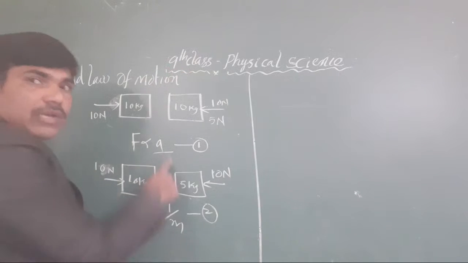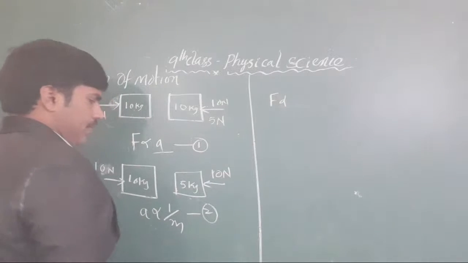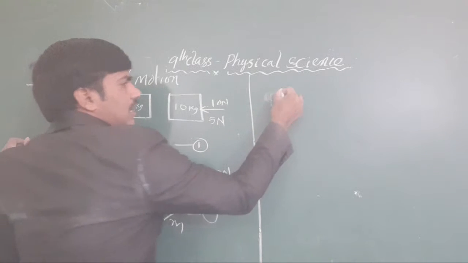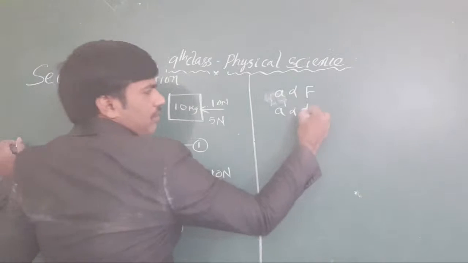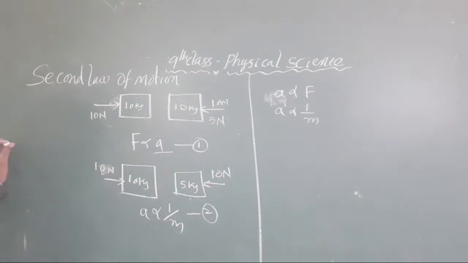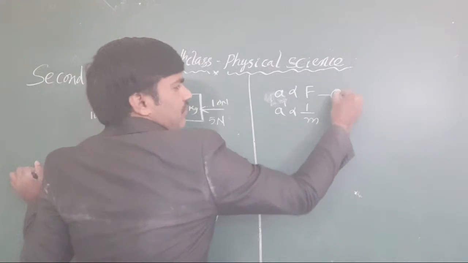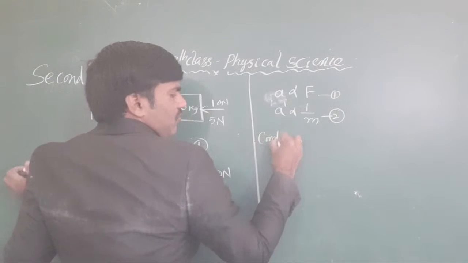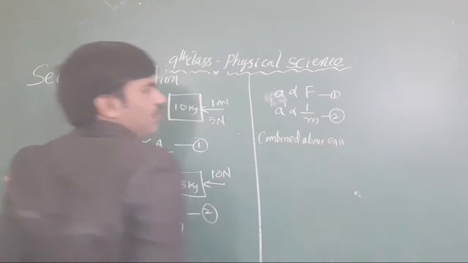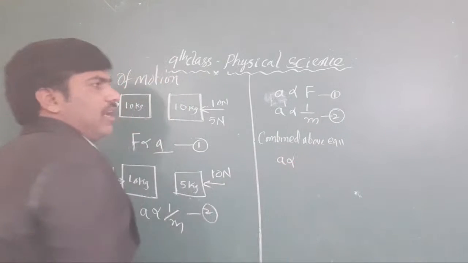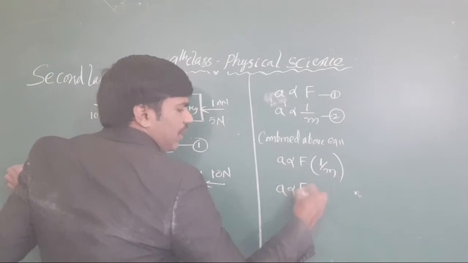Once we combine these 2 equations: F is directly proportional to a, and based on acceleration, a is directly proportional to F, and a is directly proportional to 1 by m, or inversely proportional to m. Combining these 2 equations, we get a is directly proportional to F into 1 by m, which is also written as F by m.